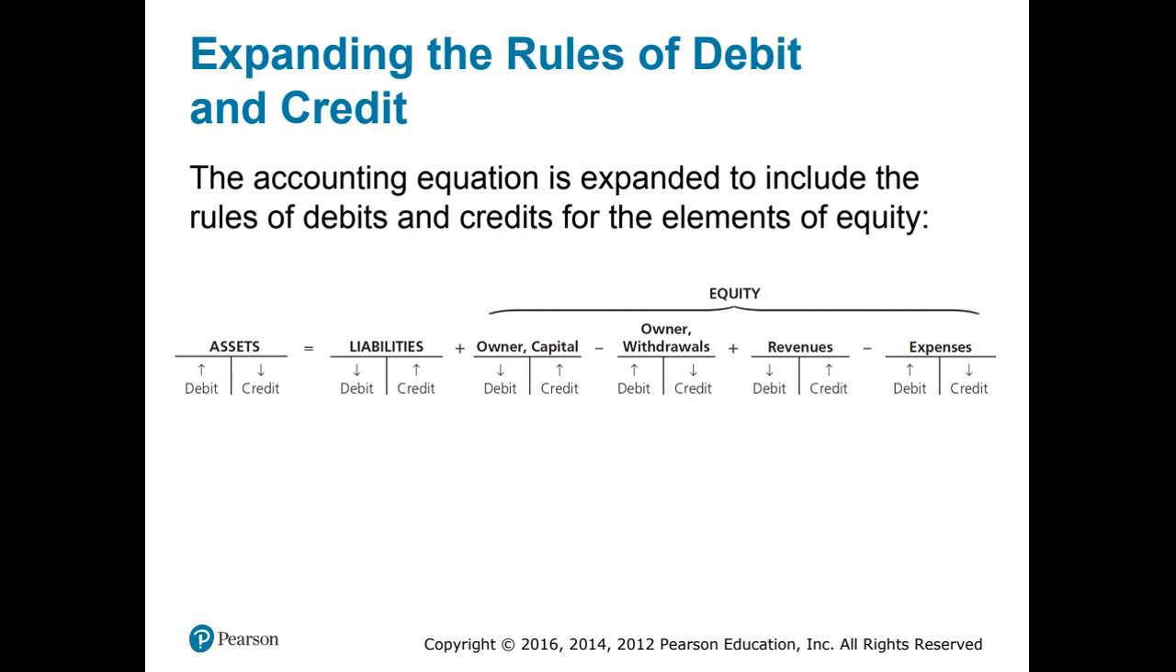So assets increase with a debit, decrease with a credit. Liabilities decrease with a debit and increase with a credit. Owner's capital decreases with a debit, increases with a credit. Owner withdrawals increase with a debit and decrease with a credit. Revenues decrease with a debit and increase with a credit. Expenses increase with a debit and decrease with a credit.